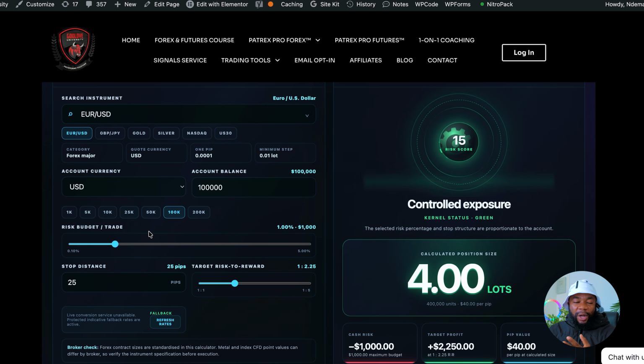So for someone who is having a $100,000 prop firm account, say Goat Funded Trader or Funded Next or maybe Blueberry, whatsoever prop firm, and you are risking 1% of your account on an asset like EURUSD and your stop loss is 25 pips, the lot size you can use is 4 lots.